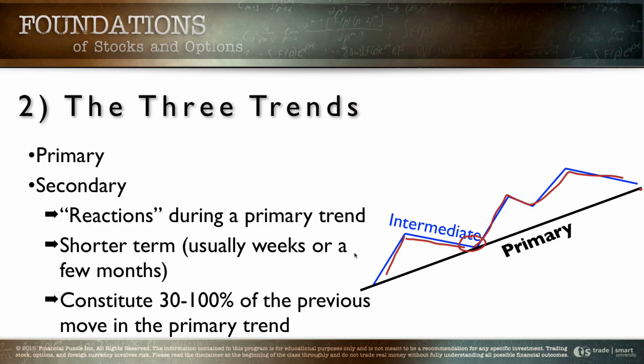Generally speaking, we can say that this move is going to constitute anywhere from 30 to 100% of the previous move in the primary trend. Now, what does that mean? Let me visually show this and maybe it makes more sense.